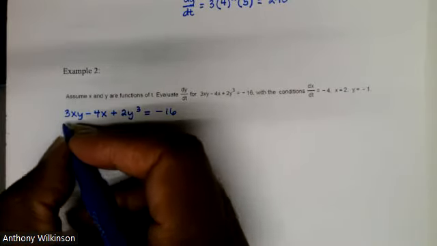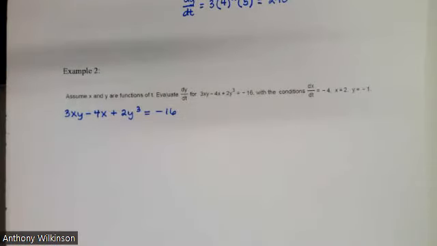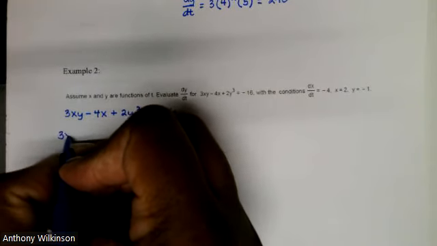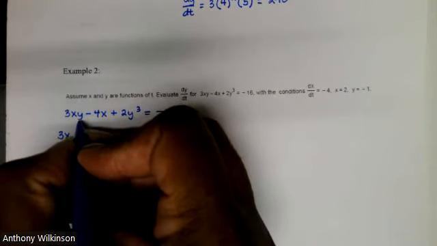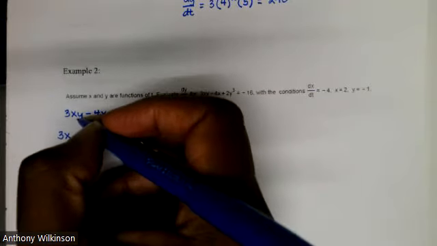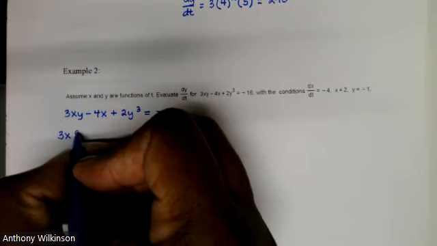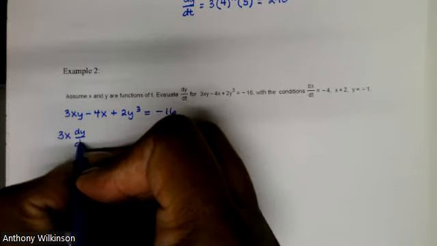Now for the 3xy, I have to use the product rule because I have 3x times y. So using the product rule, the first term is your 3x times the derivative of y with respect to time. The derivative of y is going to be 1, but that's going to be multiplied by dy/dt.